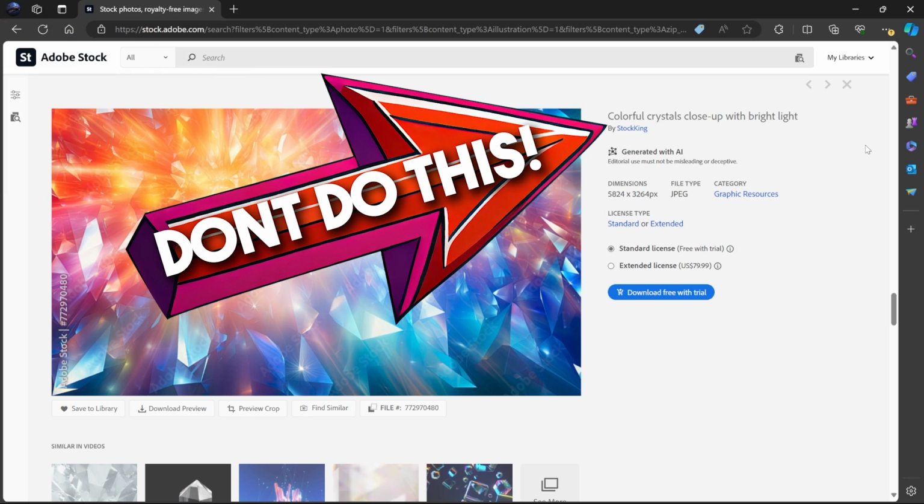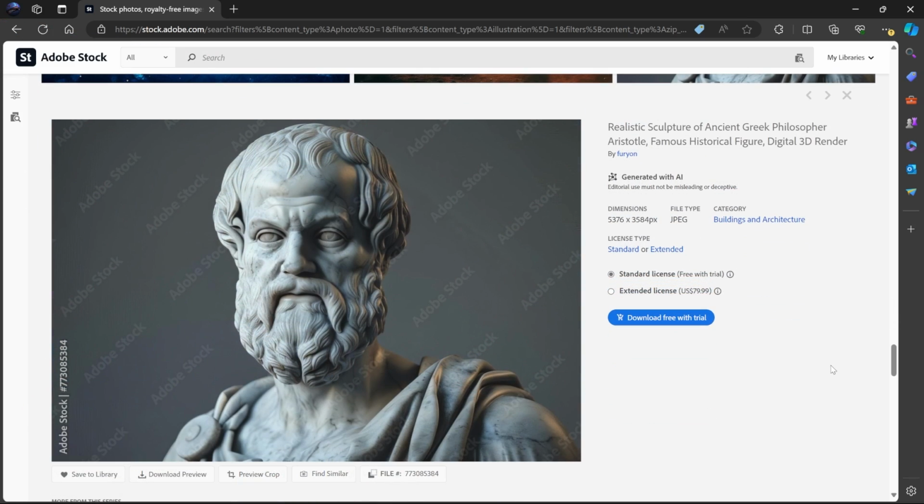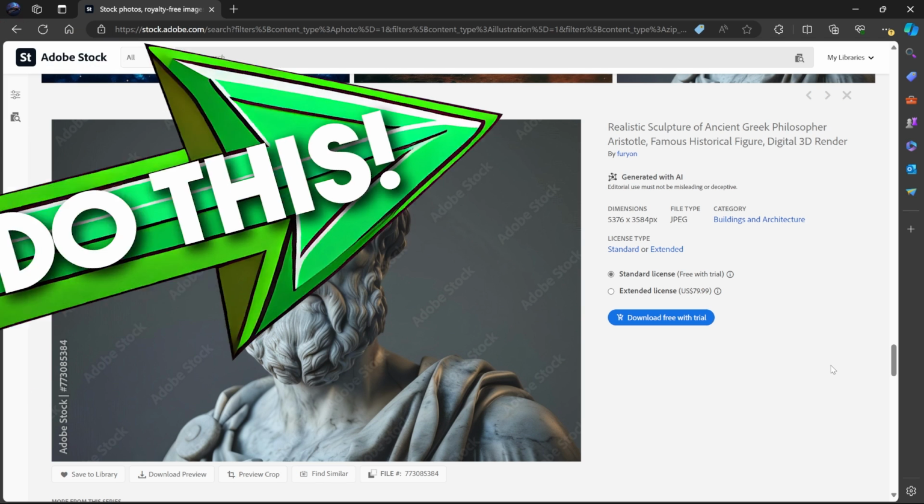Don't be vague. Realistic sculpture of ancient Greek philosopher Aristotle, famous historical figure, digital 3D render. So to me, this is pretty thorough. It's being very specific about Aristotle, but also saying ancient Greek philosopher. This one to me is a great descriptive title, not repeating words. And I would say do this.